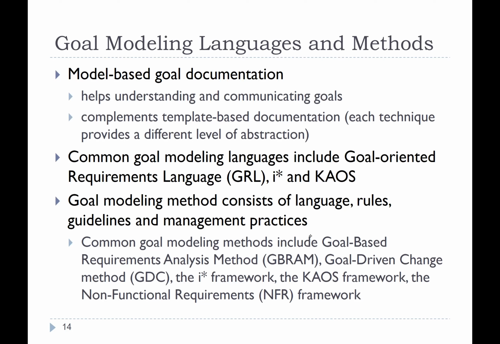There are very common goal modeling languages like the Goal-oriented Requirements Language, GRL. Okay, let me just put up the pointer here. So we got the GRL. Another one is iStar and Kaos. GRL was one of the more original ones. It got replaced a little later on with iStar and Kaos. So Kaos and iStar are more like the Samsung and the iPhone of the market when it comes to goal-oriented modeling languages, okay?